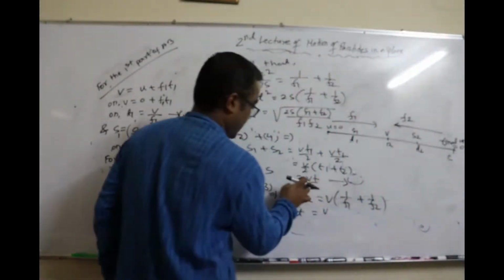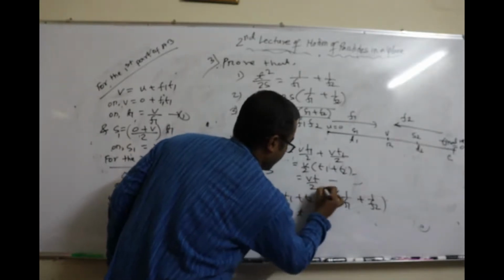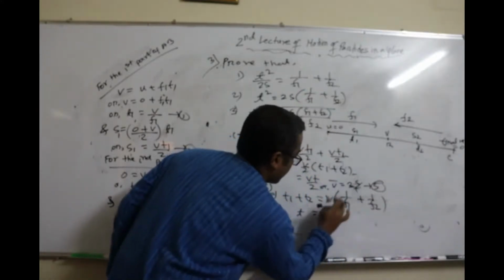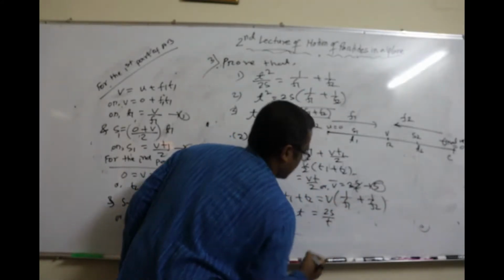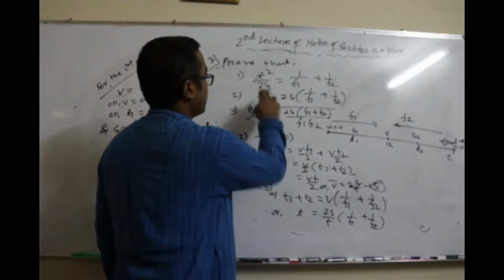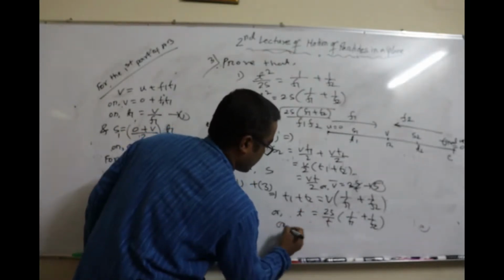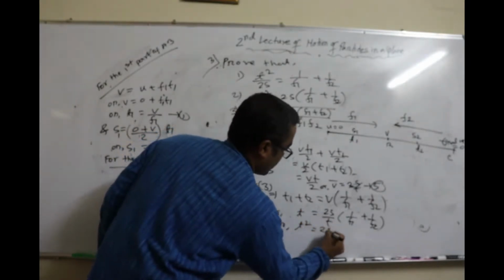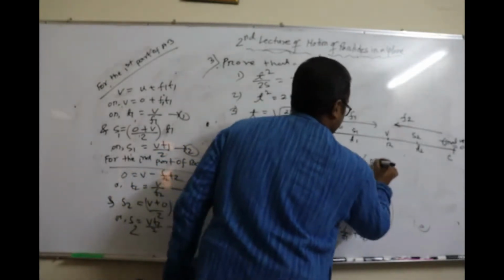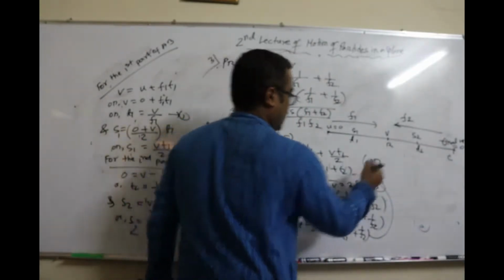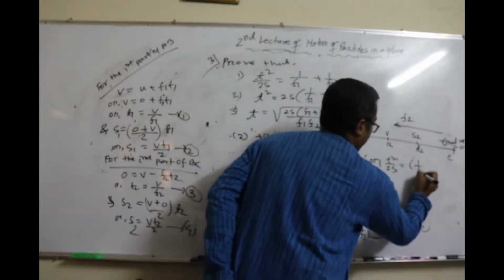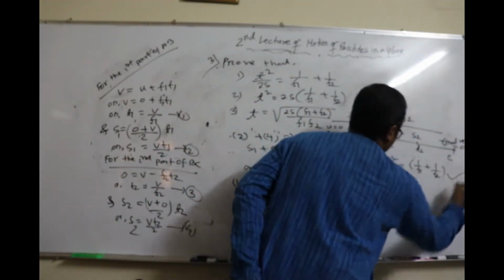See here, V means 2S by T, from equation 5. Or you can write V means 2S by T equals 1 by F1 plus 1 by F2. Now this is almost finished. T into T after cross multiplication, you will get T square equals 2S times 1 by F1 plus 1 by F2. Dividing both sides by 2S, you will get T square by 2S equals 1 by F1 plus 1 by F2. One number is over.